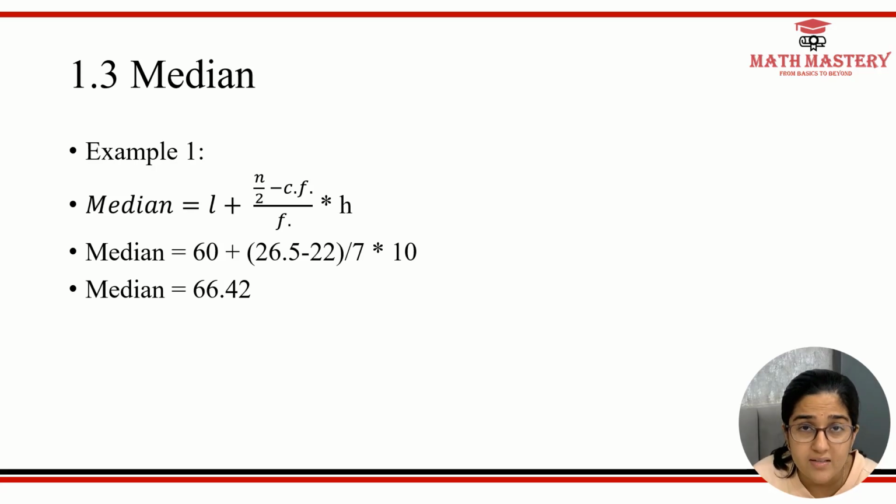So why do we need median? Because median is a representative value which does not get affected by outliers, whereas mean gets affected by outliers. If there are some extreme values in a data series, mean gets affected by it. However, median doesn't get affected by that. That is why we use median also to find a representative value.